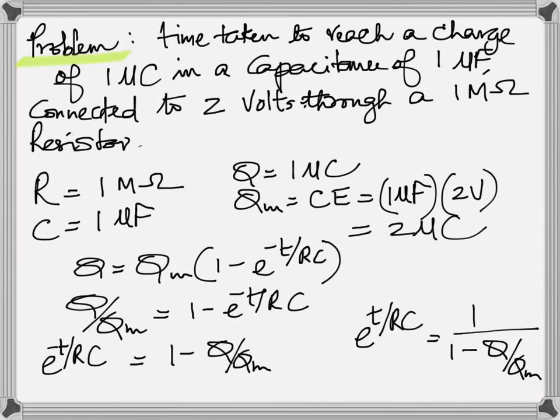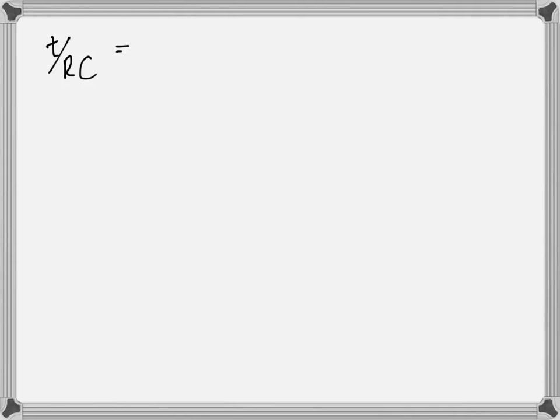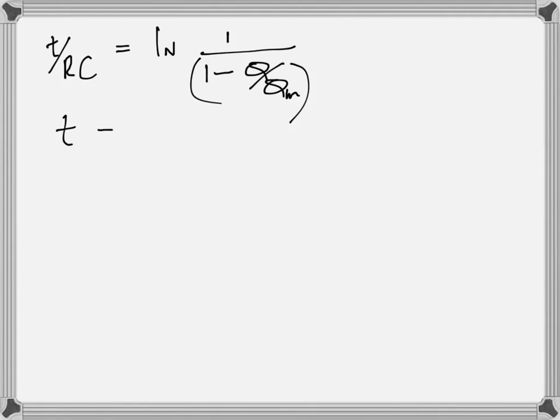Those of you who have understood, just go on, finish it, get the answer while I wait. So T by RC is natural log of that whole thing on the right side. And T is equal to RC multiplied by that factor. Plug in the numbers and calculate. What do you get?